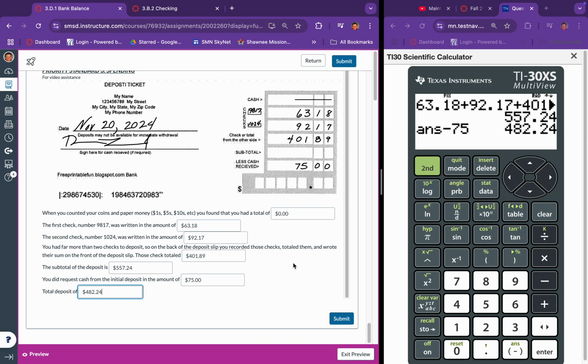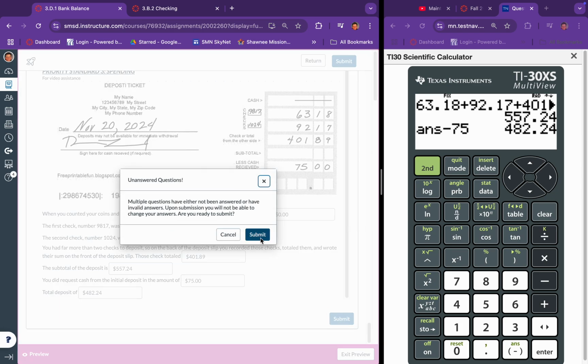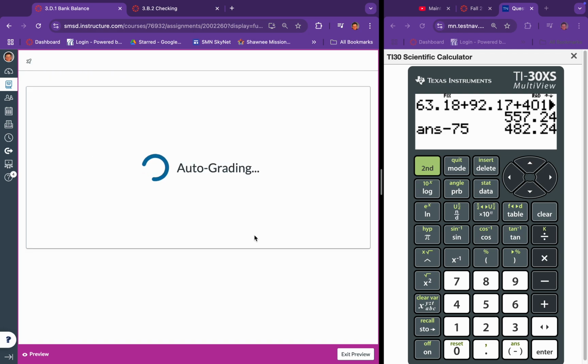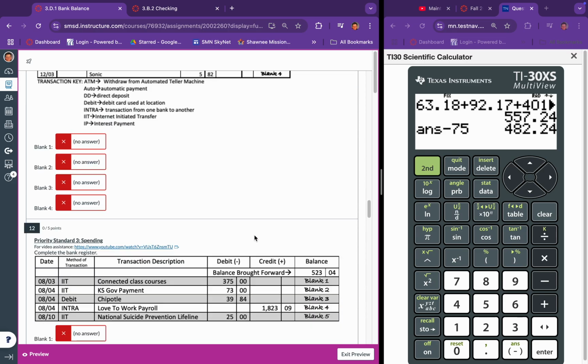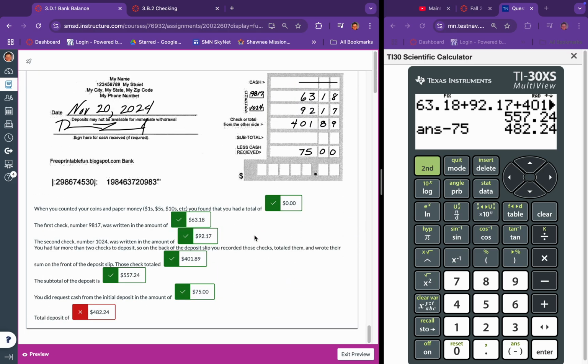And that, my friends, is it. I hope that makes sense to you. If you have any questions, email me or ask me in class. I'll be happy to help you out. It's pretty straightforward. You're simply adding and or subtracting depending on what the scenario is.